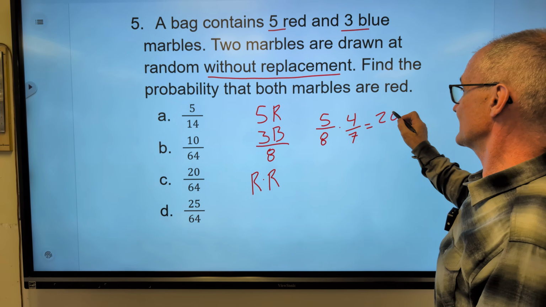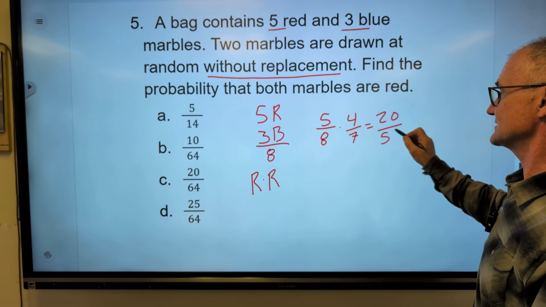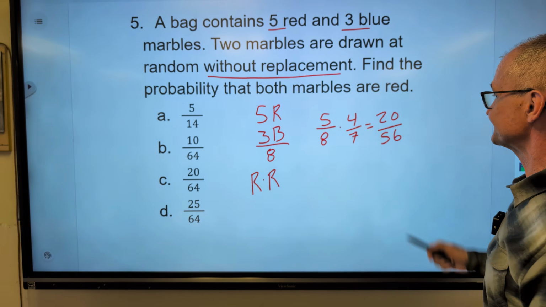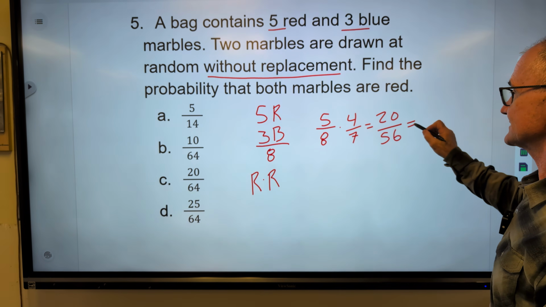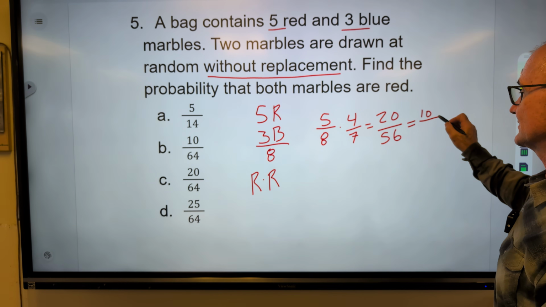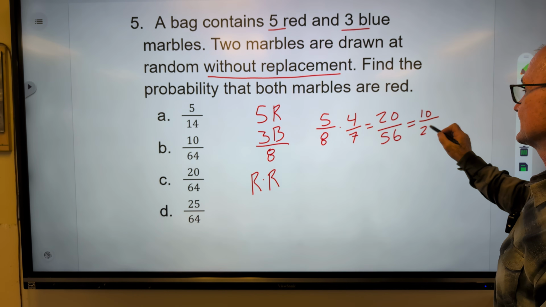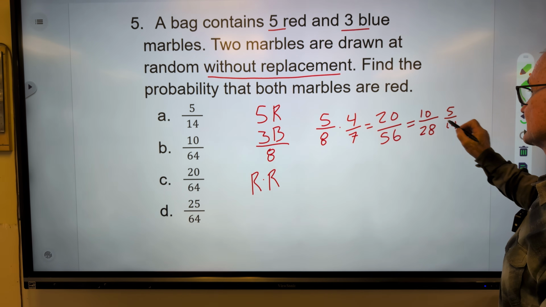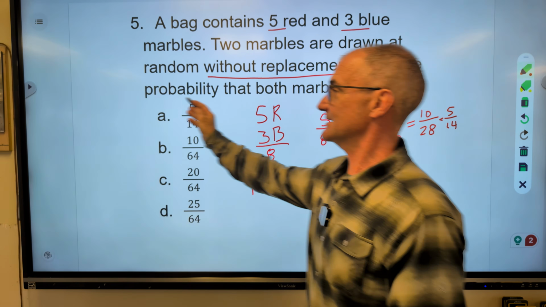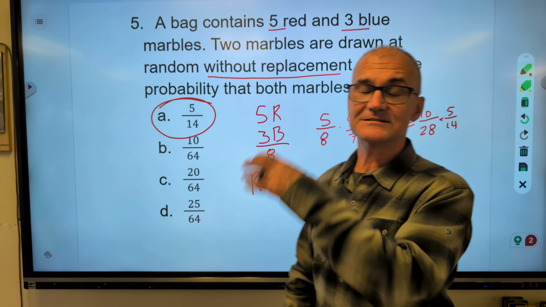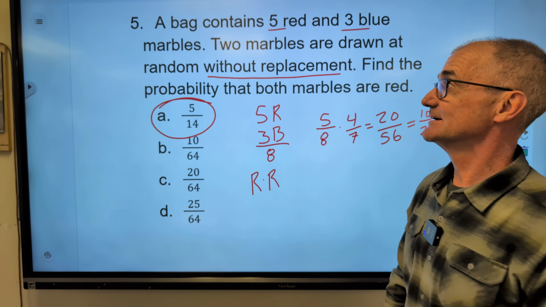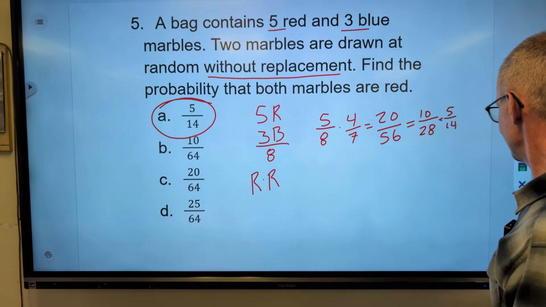Multiply across the top, 20. Across the bottom, 56. I don't see that anywhere there. I'll reduce that fraction, 10 over 28, 5 over 14. Answer A is correct answer. Right there, checking to see if you know what the word replacement or without replacement mean. 5 for 5, 100% so far.